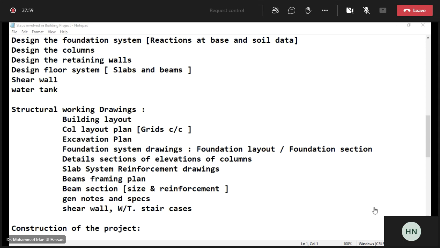CR, you are there? Yes, sir. Okay. You tell me what the different inputs are which are taken from the architectural drawings, working drawings.